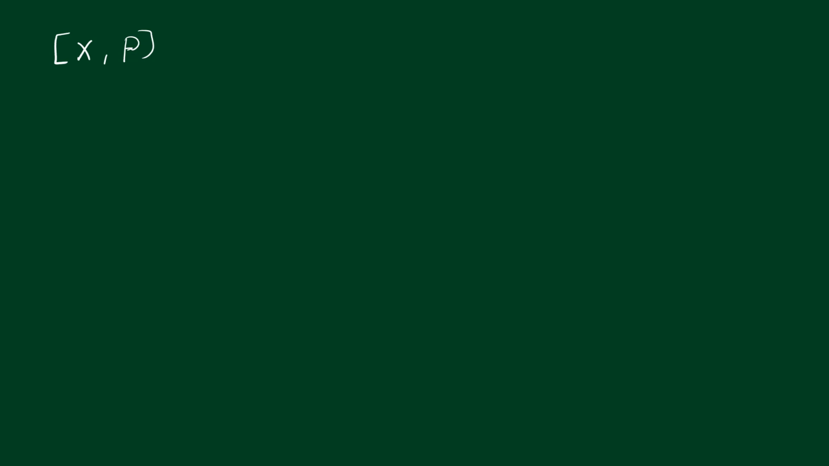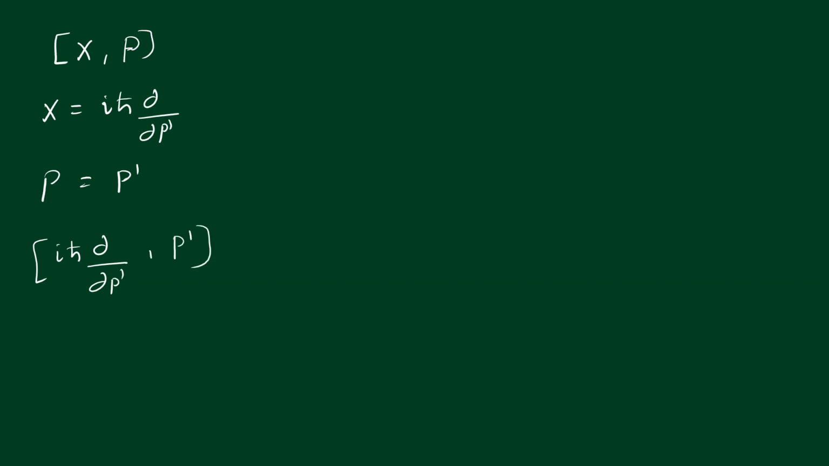So we saw that x is represented by simply iħ partial derivative with respect to p prime, and p is represented by the action of simply multiplying by the corresponding momentum value. So what we need to find is the commutator of iħ partial derivative with respect to p prime, comma p prime. This is the commutator we need to evaluate. But since this is an operator, we can talk about it completely correctly only if it's acting on something. These operators are acting on the functions in momentum space.